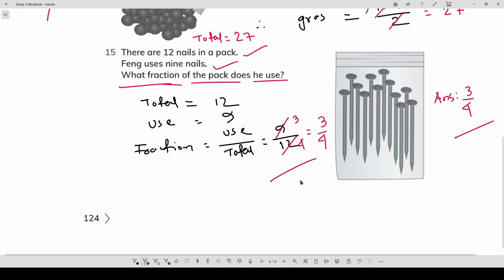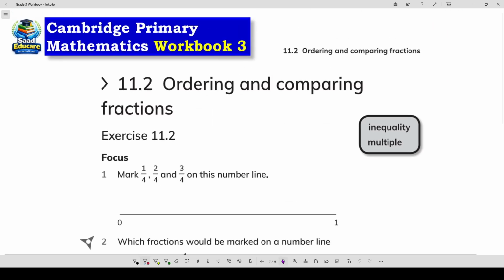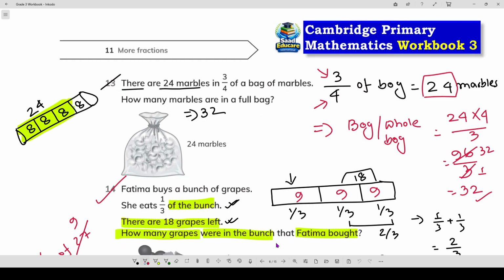So after this math, we have completed exercise 11.1. In the next video, we will start 11.2, which is ordering and comparing fractions. The next video will come very soon.